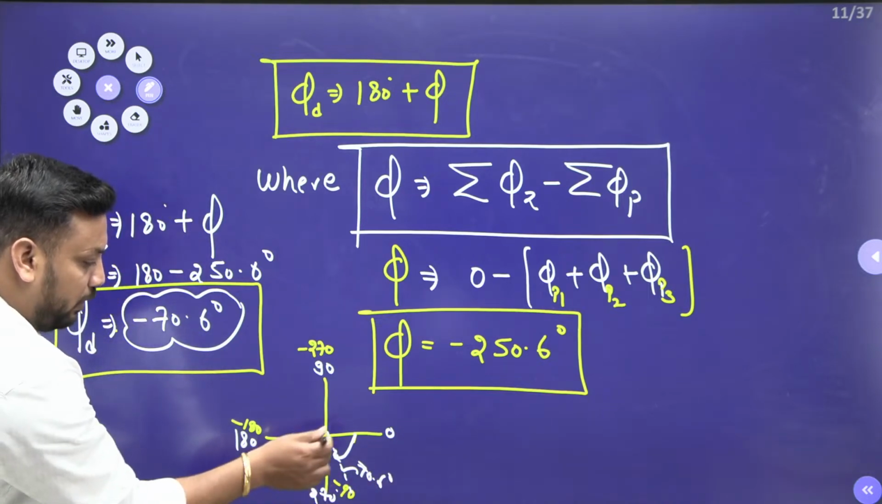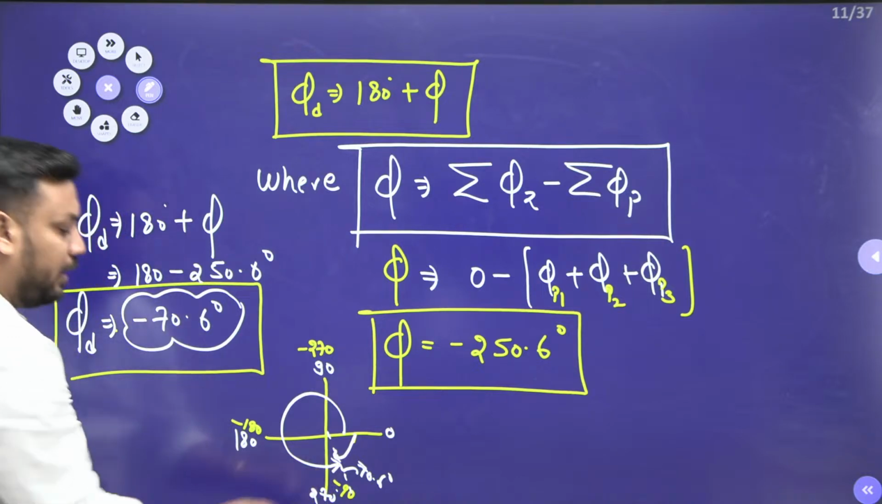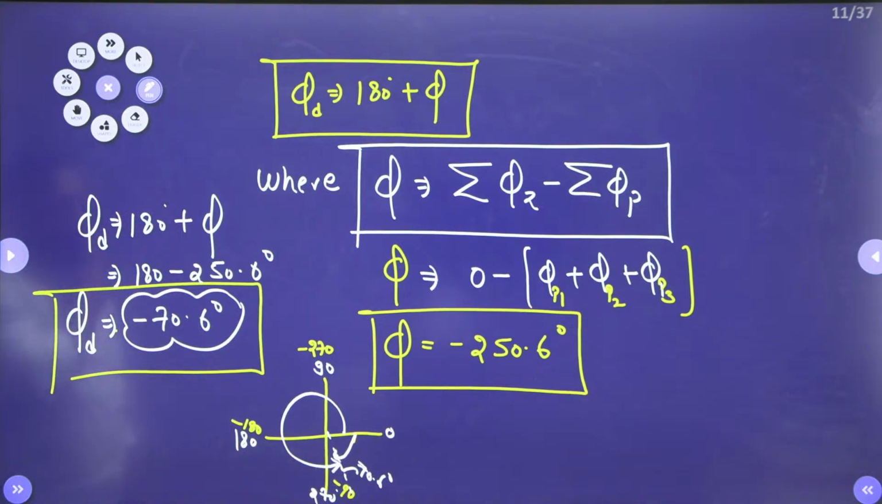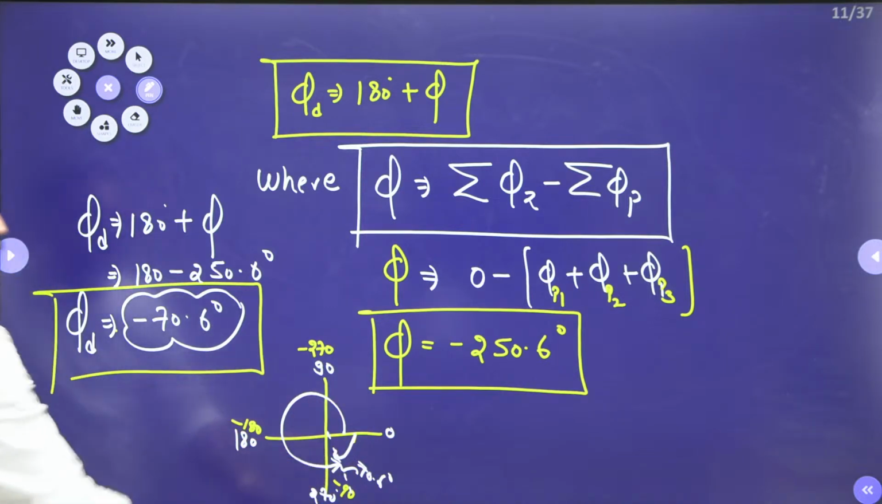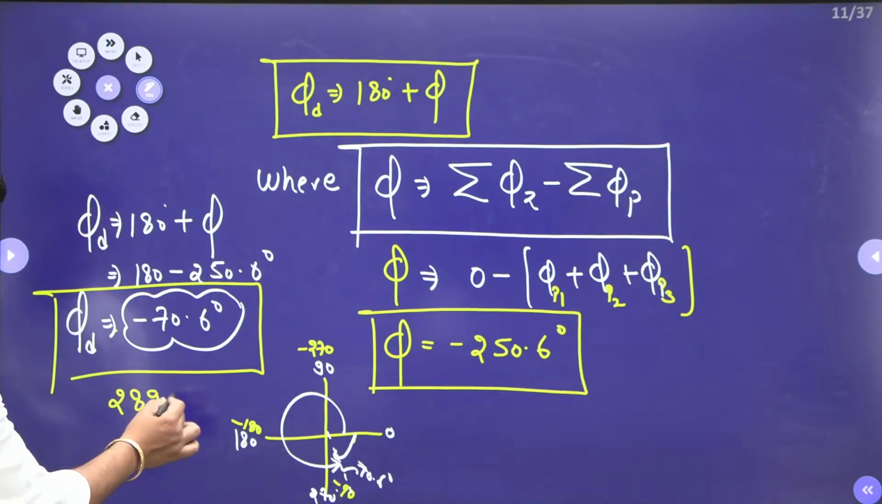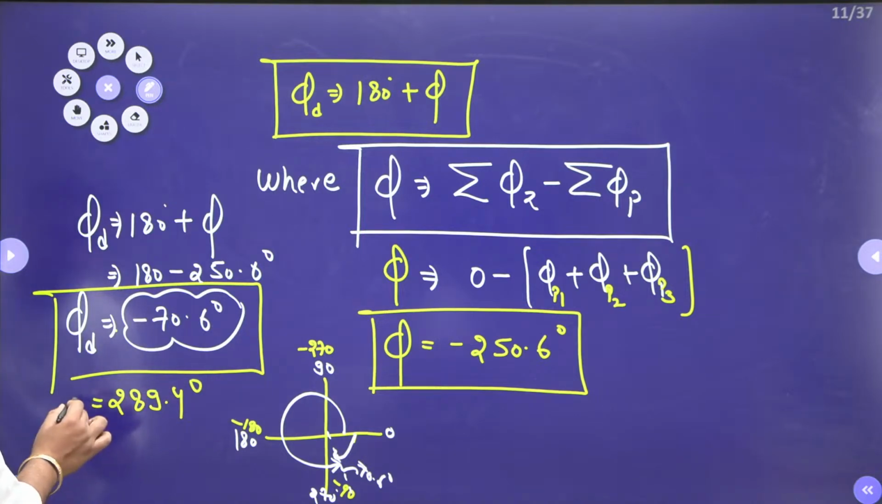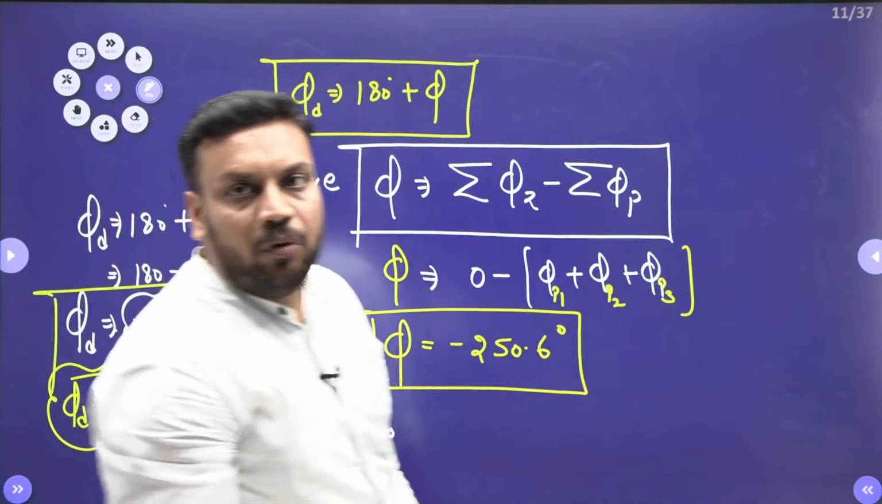If I want to write this angle in the anti-clockwise direction, it should equal 360 minus 70.6. So what will it be? It will be 289.4 degrees, something like 289.5 degrees. It is equivalent, yes or no? I hope it is clear to you.